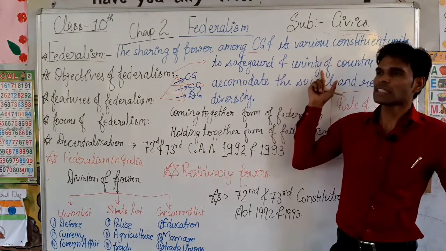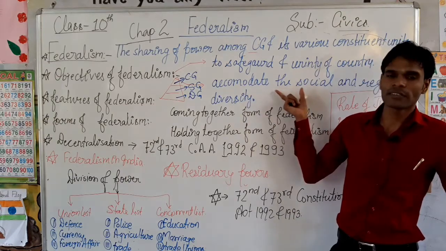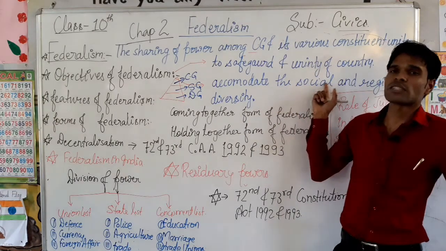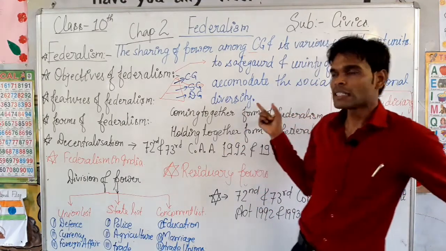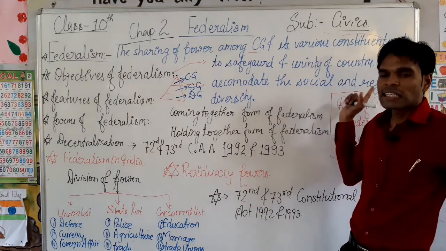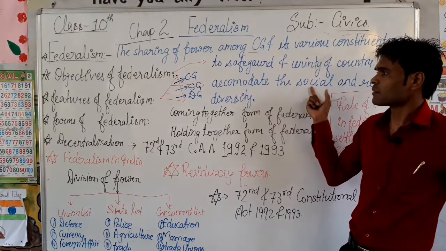To safeguard the country and promote unity among the country. Then the second objective of federalism is to accommodate the social and the regional diversity. What? To accommodate the social and the regional diversity, it is known as federalism. These are the objectives of federalism.